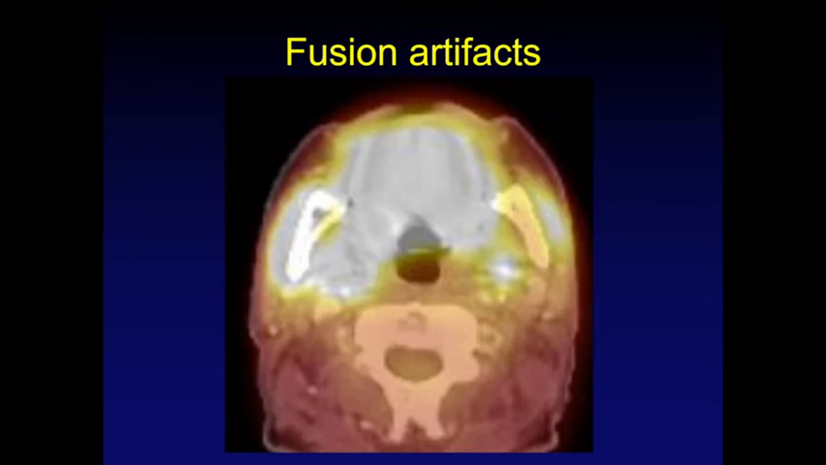Fusion artifacts are a real problem. We really, at my institution, don't use the fusion images directly off of the scanner because you frequently just get overwhelming uptake like this. I will tell you there is no cancer depicted on this examination. This is just an error in the dynamic range of the PET. We use third-party software to avoid this problem.